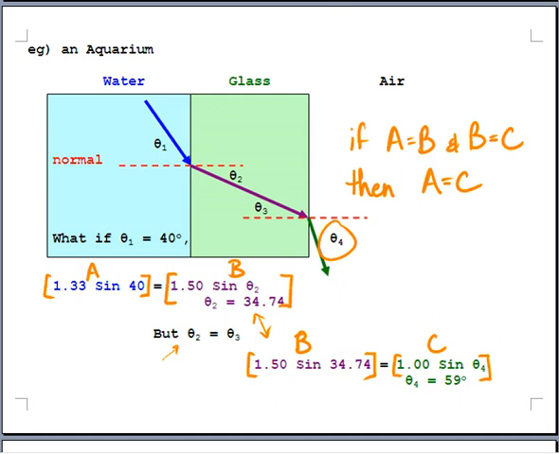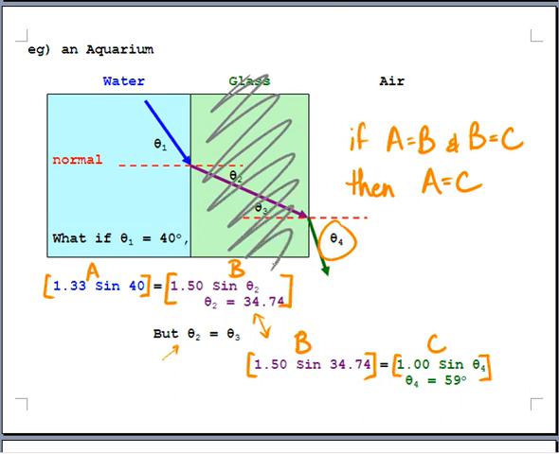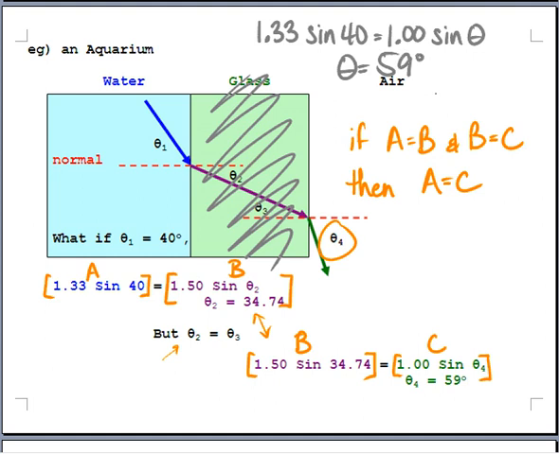So what's super cool, I'll fit it in at the top of the page if that's okay. Kind of weird spacing, but it'll work. You could have just done this. You could have said, let's ignore the glass because those angles are the same. And we could have said 1.33, the index of refraction for water, times sine 40 equals, skip the glass entirely, let's go straight into the air. Let's pretend the glass wasn't even there, times sine theta. And if you go and you run those numbers, you will get 59 degrees out here.